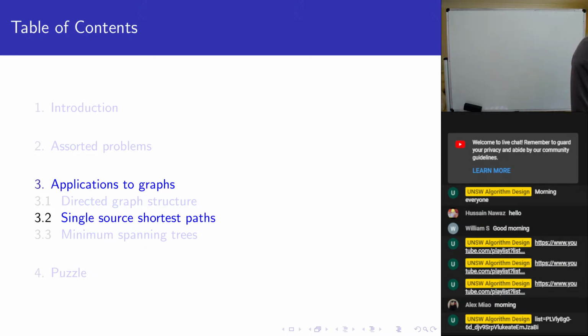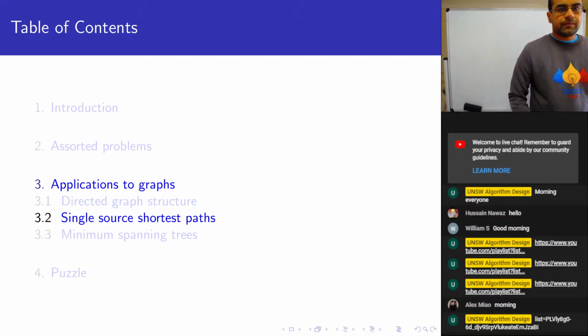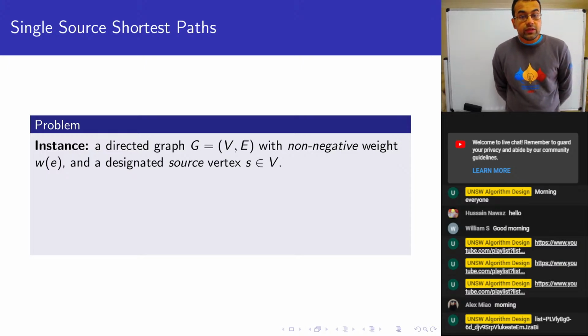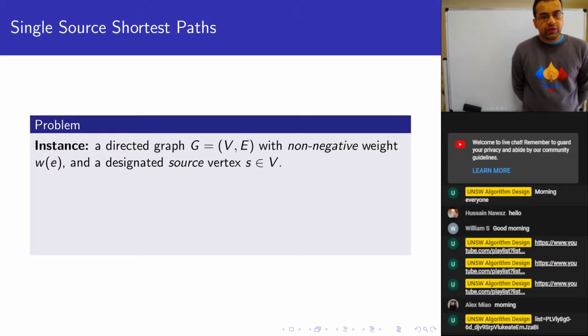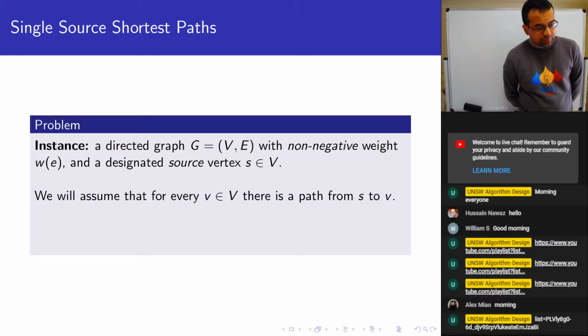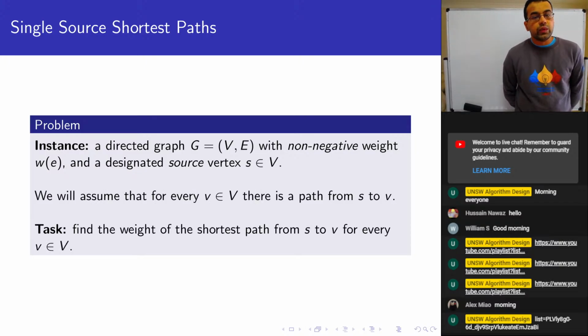I guess it's time to get started. As I mentioned, our problem is in a directed graph with non-negative edge weights and a source vertex S, where there is a path from S to every other vertex. We would like to find the weight of the shortest path from S to every other vertex.